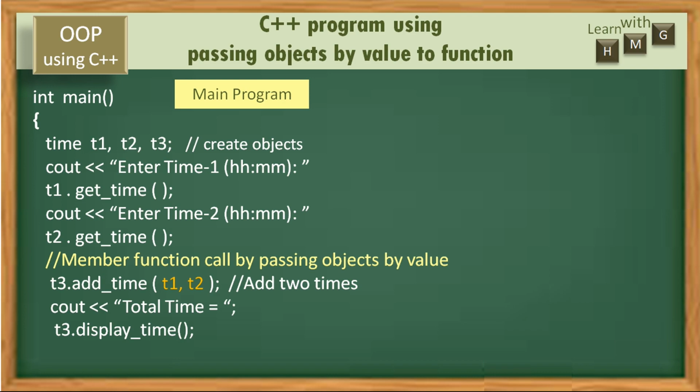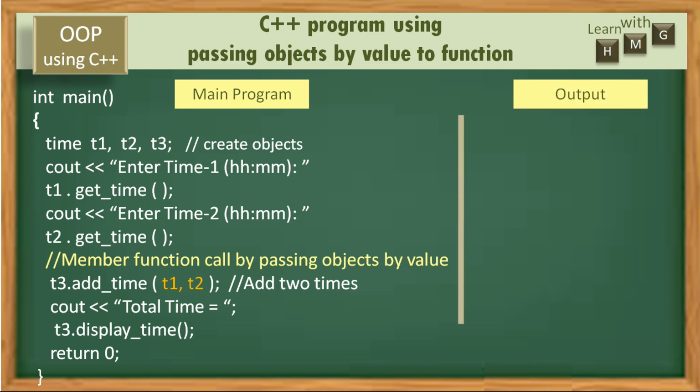T3.display_time(); return 0; end of the main function. So this is the simple main function in which we have called the get time function, add time function and display time function. In the add time function the arguments are passed by value.